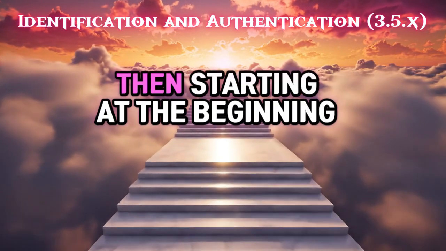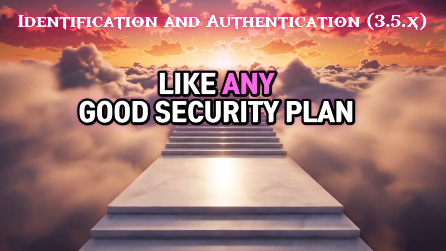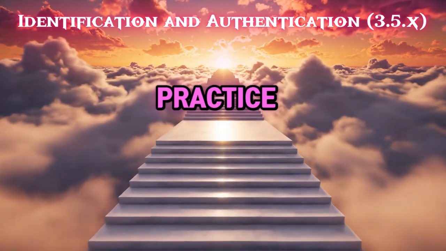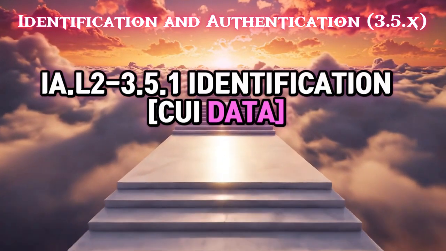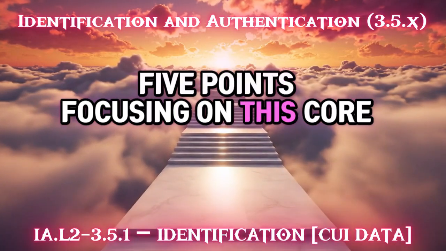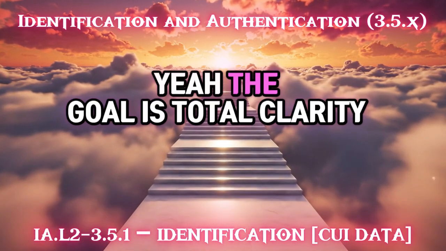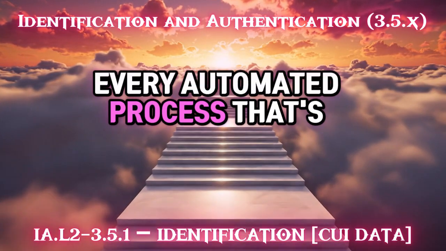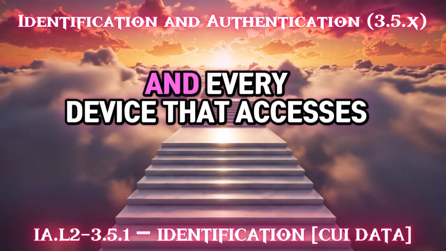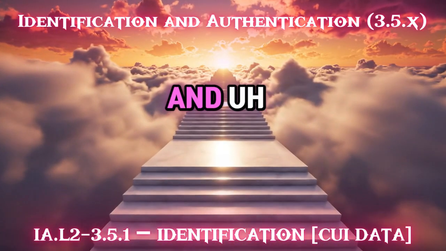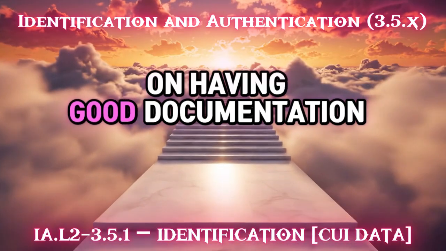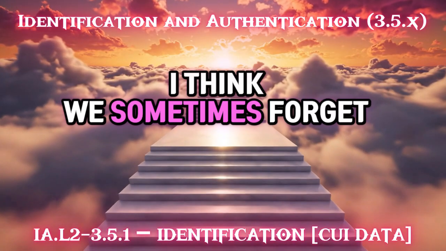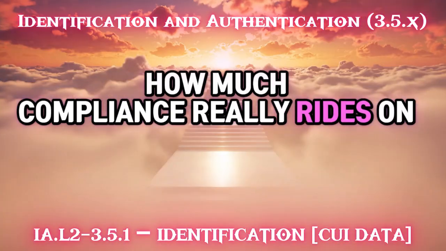Okay, let's unpack this then. Starting at the beginning, like any good security plan, knowing exactly who and what is on your network. Practice 3.5.1. This is a big one, right? 5 points. Focusing on this core identification piece. Yeah, the goal is total clarity. We need to identify every single system user, every automated process that's acting for a user, and every device that accesses the system. And this one really leans heavily on having good documentation across the board and policies that are actually enforced. Right. I think we sometimes forget how much compliance really rides on that documentation.